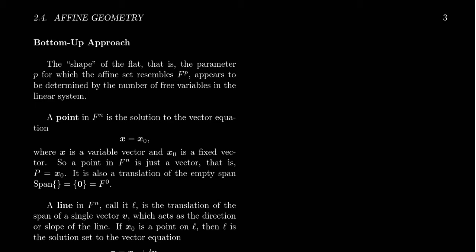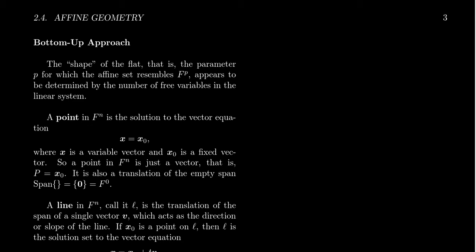And so remember, when we talk about a flat, it's something that's going to be congruent to the vector space F^p, where p is the dimension of the vector space. It's some parameter for our affine set. So we'll have one flats, two flats, three flats, four flats, things like that. And so using that parameter, we can build a flat. So let's start at the very bottom.